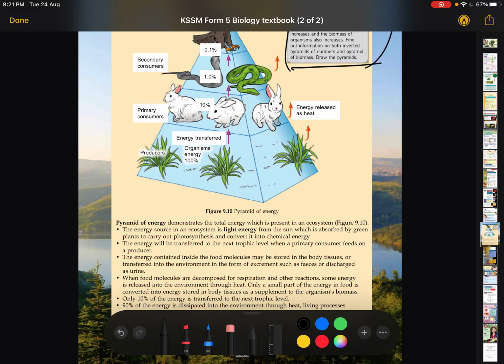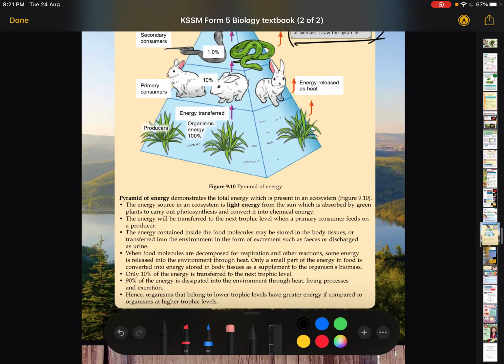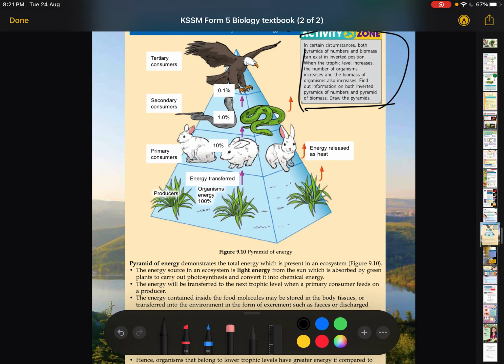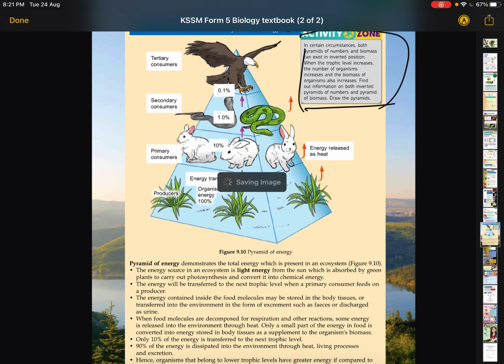So there's something called the 10% law, where if you consume something, you only obtain 10% of the energy. The other energy is secreted through waste, or it can also be secreted through respiration. So not all of the energy from that organism will be received by you. You will only receive roughly 10% of it.